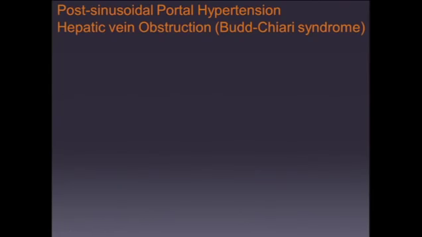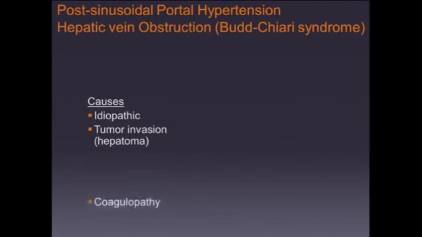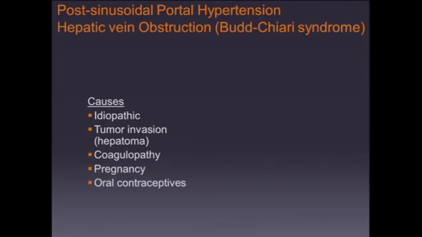Post-sinusoidal portal hypertension is caused by obstruction at the level of the hepatic veins. This is otherwise known as the Budd-Chiari syndrome. The causes of the Budd-Chiari syndrome are, it can be idiopathic, tumor invasion from hepatoma, coagulopathy, pregnancy, and oral contraceptives predispose to hepatic vein obstruction, and rarely from obstructing membranes caused by certain toxins.